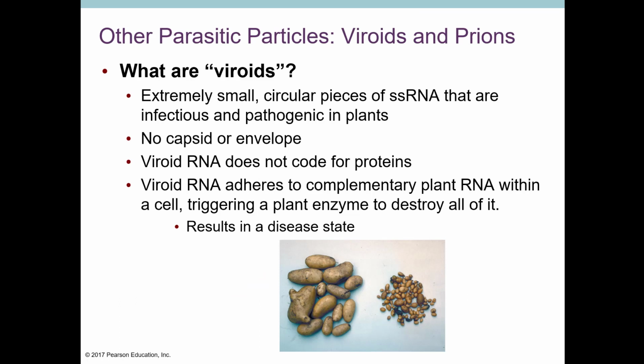The last two topics in this chapter are really, really weird things that are sort of like viruses, but they don't have all the components of a typical virus. So remember, a typical virus has an RNA or DNA chromosome, and then it has a capsid made of proteins that surrounds that chromosome, and then it may or may not have an envelope.